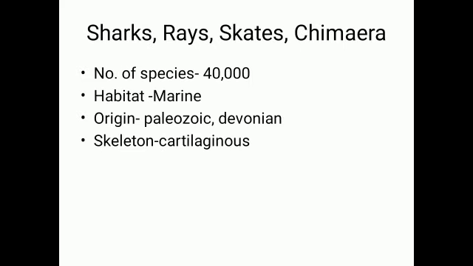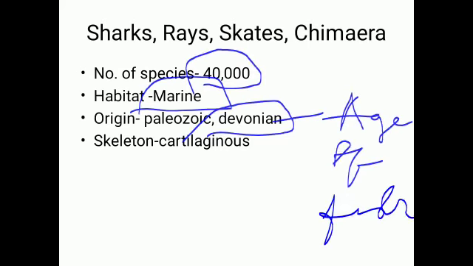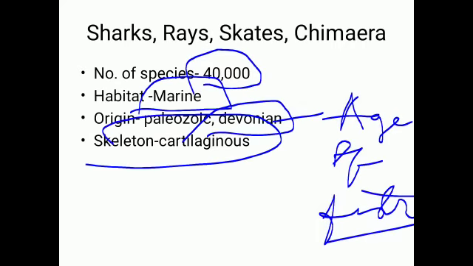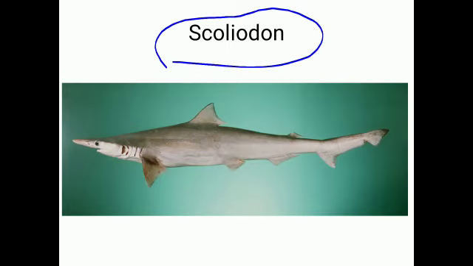If we talk about cartilaginous fishes, there are approximately 40,000 species and they live in marine habitat. Their origin belongs to the Devonian period. The Devonian period is like the age of fishes. Their skeleton is cartilaginous. If we take an example, that is Scoliodon. Scoliodon is also known as dogfish.